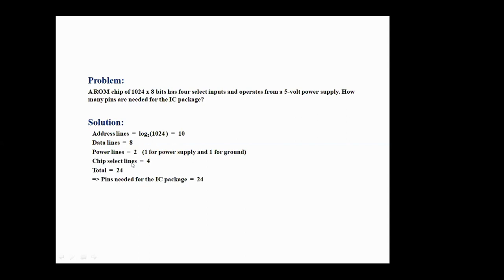And what about chip select lines? It is given that there are 4 chip select lines. If we add all these lines, 10 plus 8 plus 2 plus 4, it comes out to be 24. So in this chip, in total there will be 24 lines. So in other words, the IC package of this chip will have 24 pins.